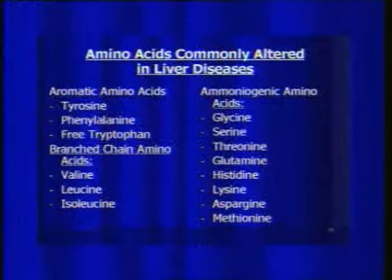As you can see, the aromatic amino acids should be altered or should be avoided. That is tyrosine, phenylalanine, free tryptophan. Branch chain amino acids should be given adequately. These include valine, leucine, isoleucine. Then there are certain amino acids which increase the ammonia level in the blood to a great extent, such as glycine, serine, threonine, glutamine, histidine, lysine, asparagine and methionine. Methionine is particularly important because it is an essential amino acid.